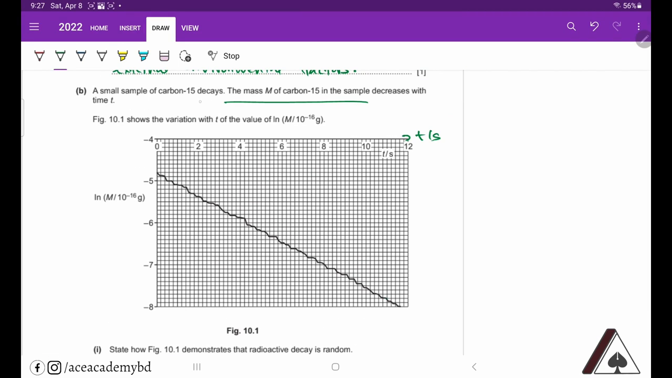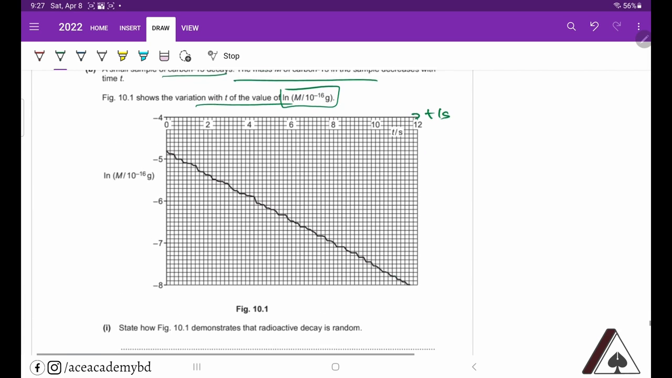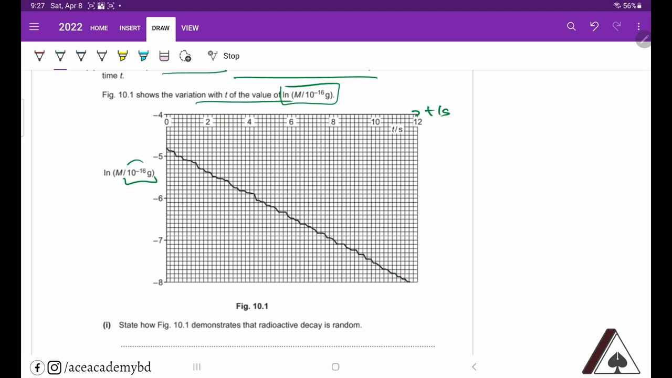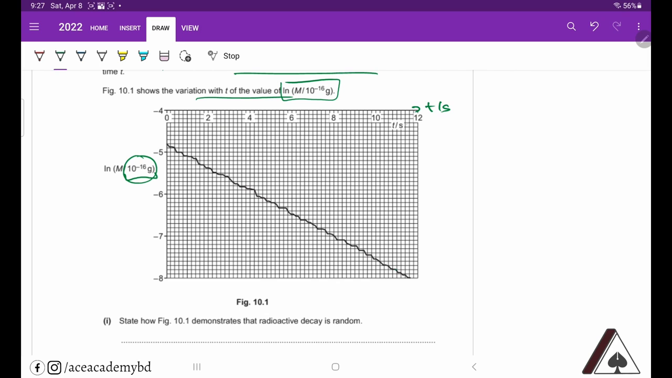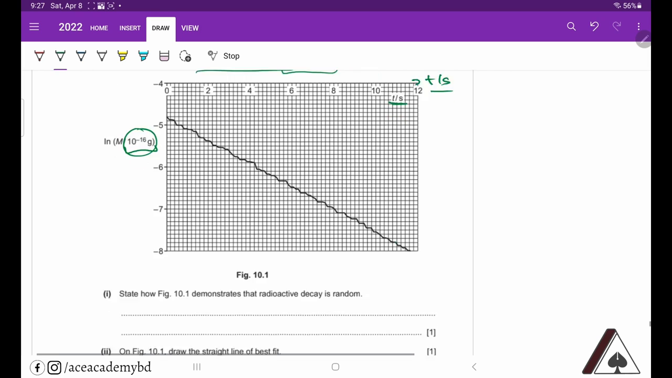So it shows a sample of carbon-15 decays. The mass m of carbon-15 in the sample decreases with time t. Show that the variation of ln m times 10 to the power minus 16 against t, which is time. So we shall take care of this value because oftentimes people miss this out. So please take care.